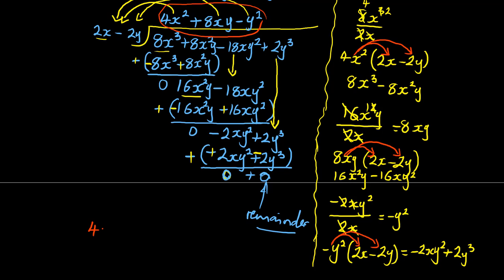4x squared plus 8xy minus y squared, and you can actually write it before here, the one that you're using to divide, the divisor, which is 2x minus 2y. So that is actually what you are doing in that case.